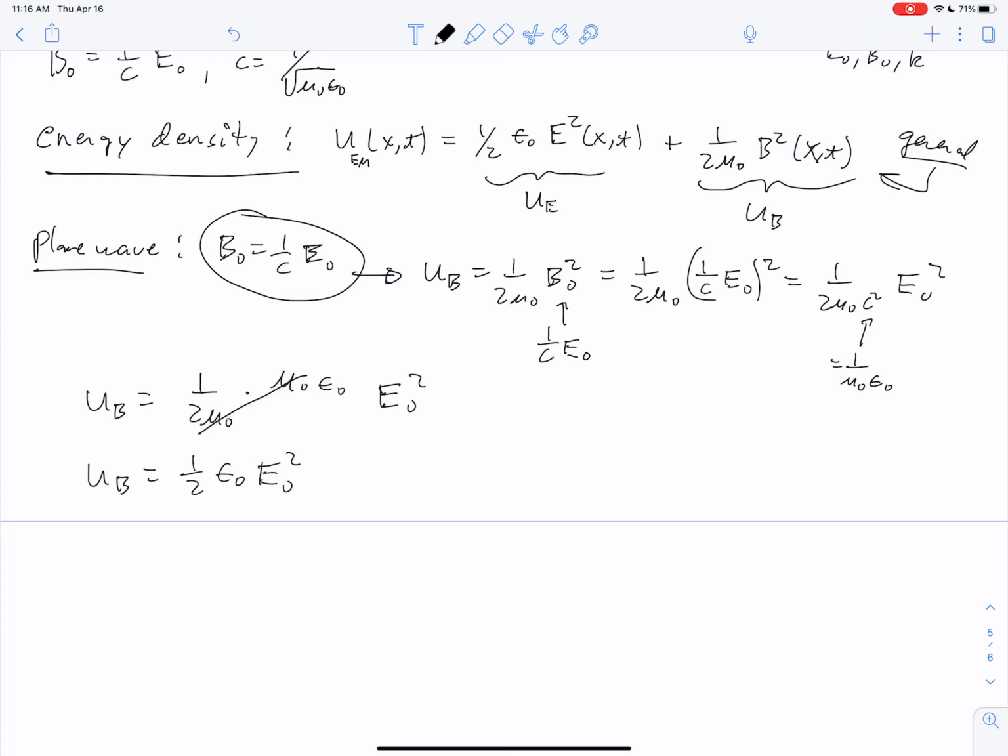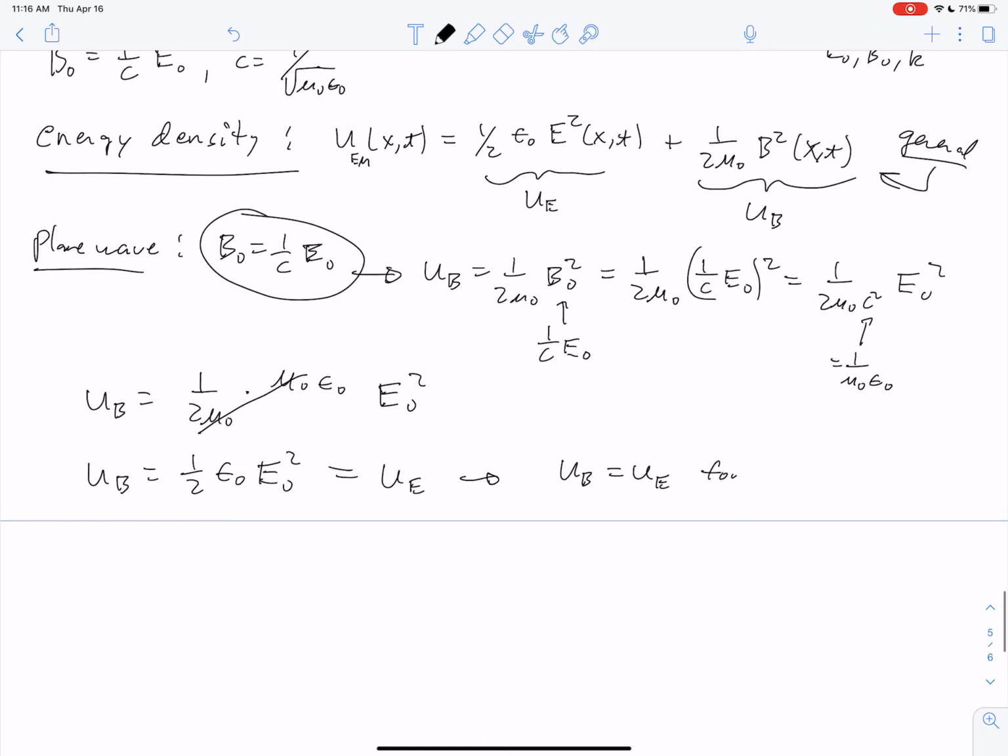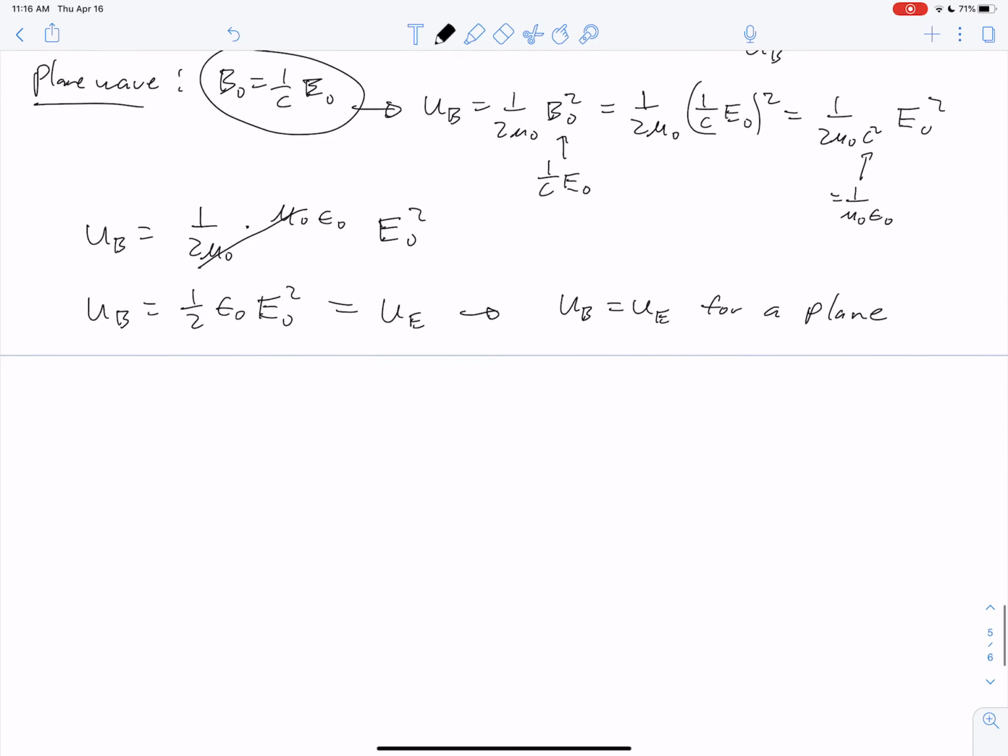And you think, hey, that looks familiar. Hey, something funny's going on here. Well, the funny thing is that this is exactly the magnitude of the electric field energy density. And so that tells us that the magnetic energy density is equal to the electric field energy density for a plane wave. This is not always true for any electromagnetic situation, but it's always true for a plane wave.